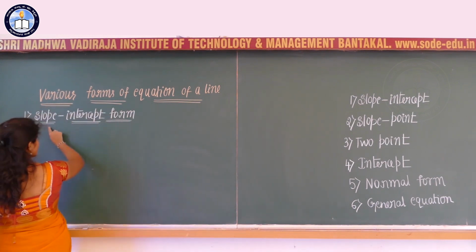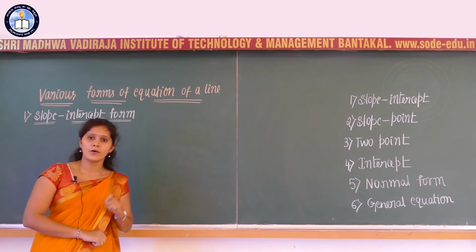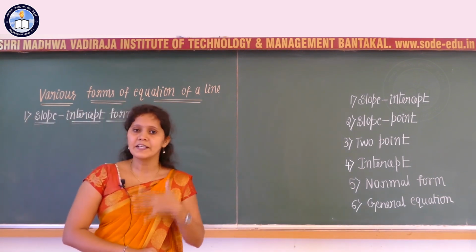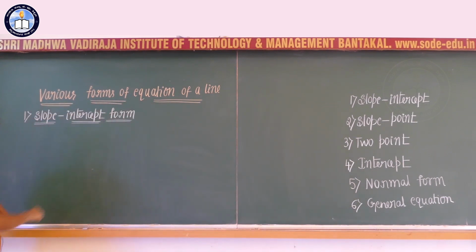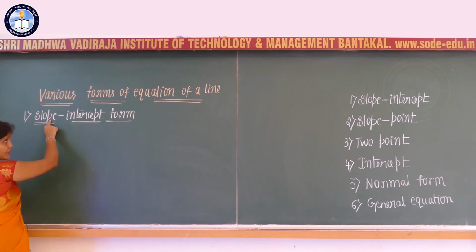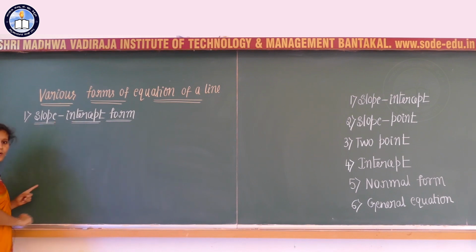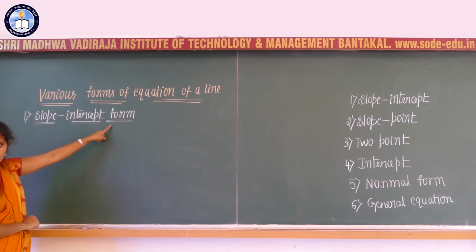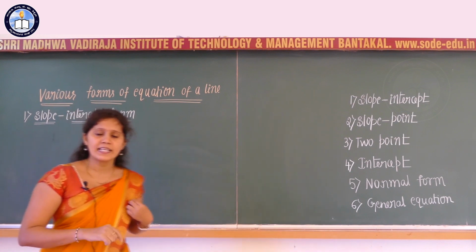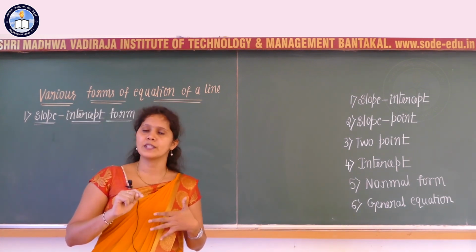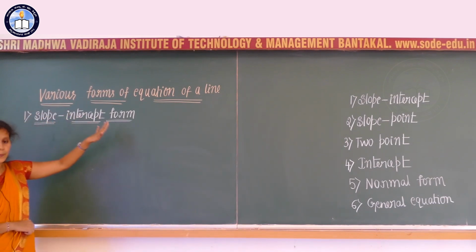The first form is the slope-intercept form. And what is the use of the slope-intercept form of the equation of a line? We have different types of questions in this straight lines chapter, and if the slope of the line is given and the intercept of the line is given, then I can consider this form, the slope-intercept form. Either the slope will be given in the question, or sometimes the inclination of the line, that is theta, will be given. By considering theta, you can get the slope and apply the slope-intercept form.